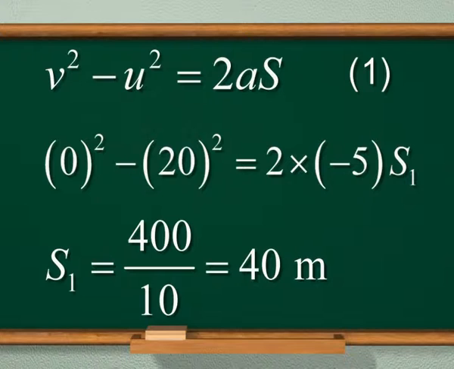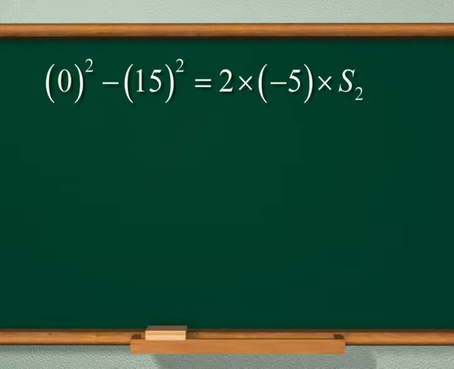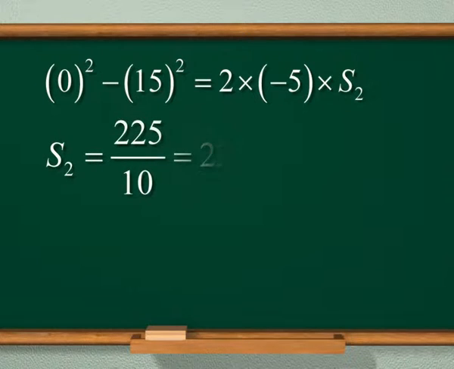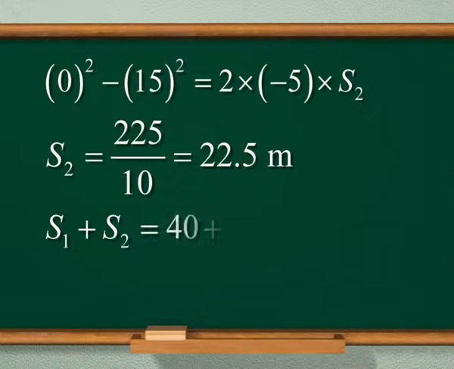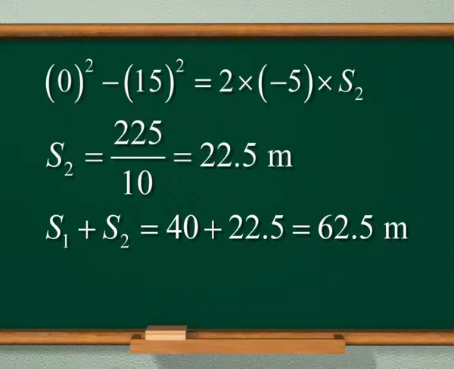Now, for the second car, substituting the values of v2, u2 and a2 in place of v, u and a respectively in equation 1, we get 0 square minus 15 square is equal to 2 into minus 5 into s2. Thus s2 is equal to 225 divided by 10, which is equal to 22.5 meter. Thus total distance covered by the two cars is S1 plus S2 is equal to 40 plus 22.5, which is equal to 62.5 meter.